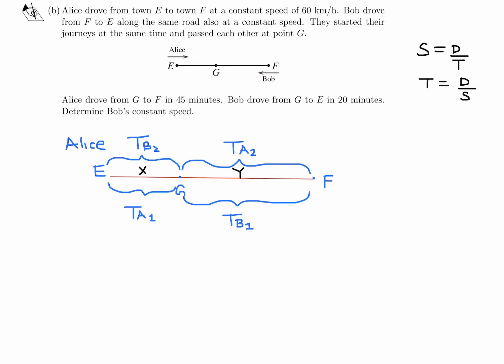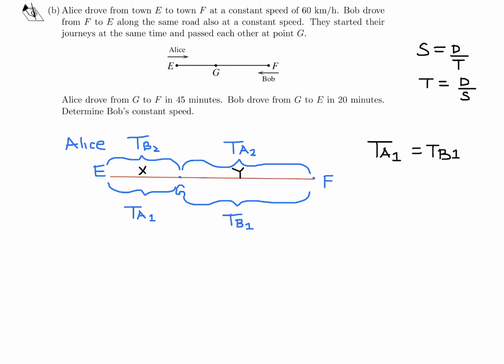Now, the very first part of this question is that when Alice goes from E to G, and Bob goes from F to G, they meet at G, right? They tell you that. They start their journeys at the same time and passed each other at point G. They passed each other, but they obviously met at G also. So that means the amount of time that it takes Alice to go from here to here equals the amount of time it takes Bob to go from here to here. So that's the first thing, that TA1 is equal to TB1. So that's very important.